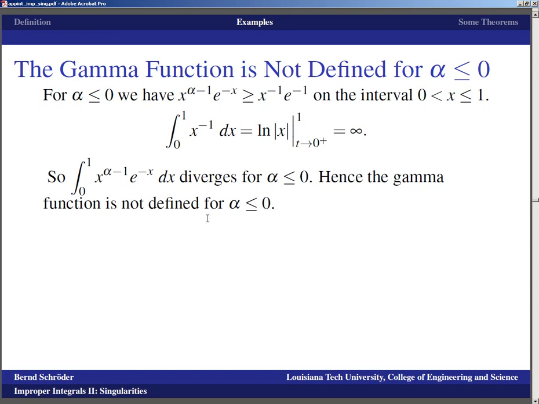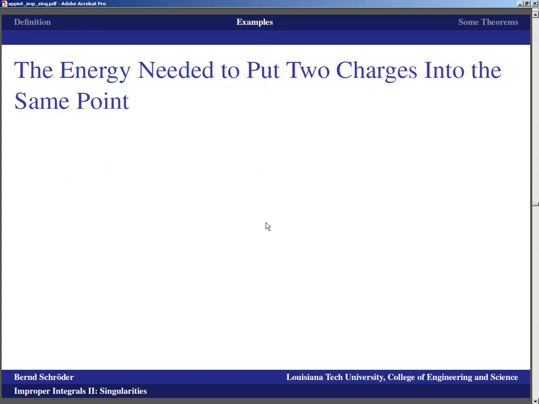And so that means that the gamma function cannot be defined in this fashion, at least for alpha smaller or equal than 0. And because the gamma function blows up at the origin there anyway, there is at least no natural way in real analysis to extend the gamma function. I believe there is a way to do this in complex analysis, but that is an entirely different story where you may want to take a complex analysis course.